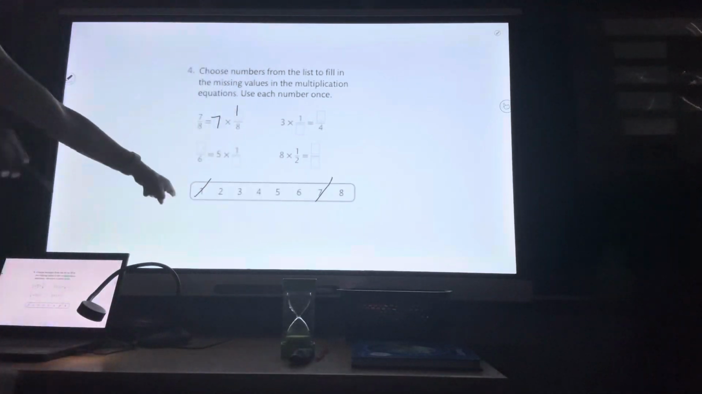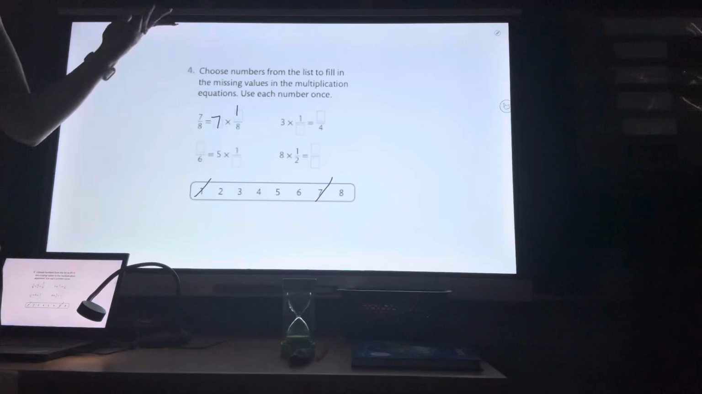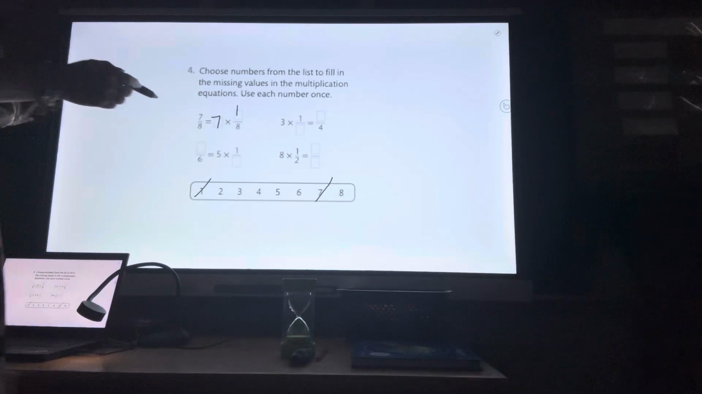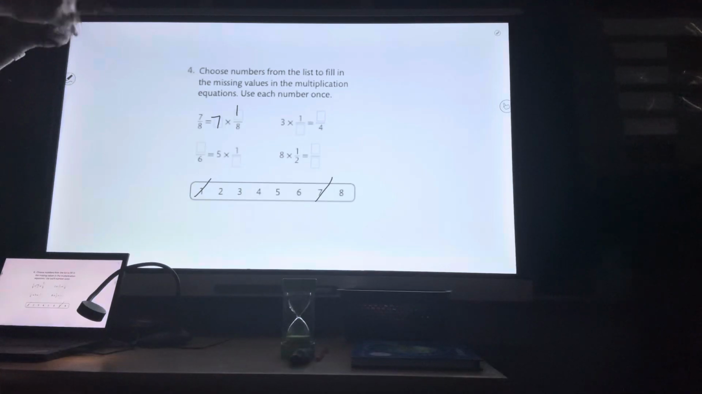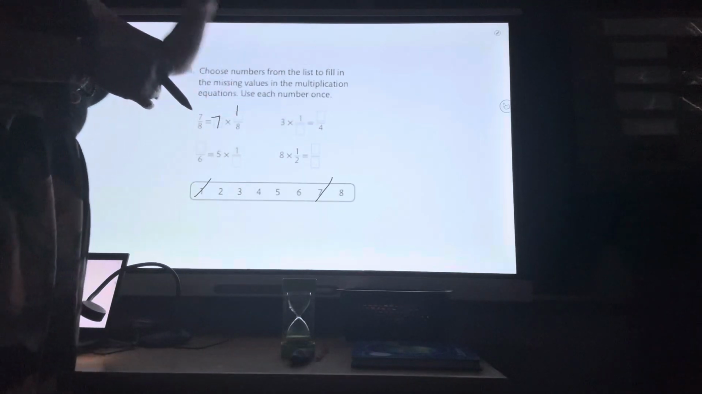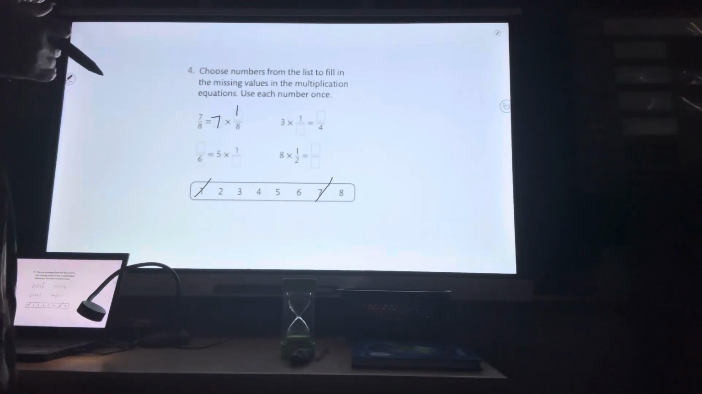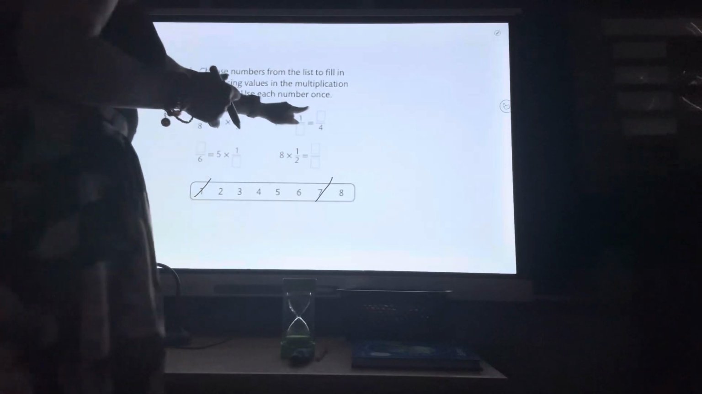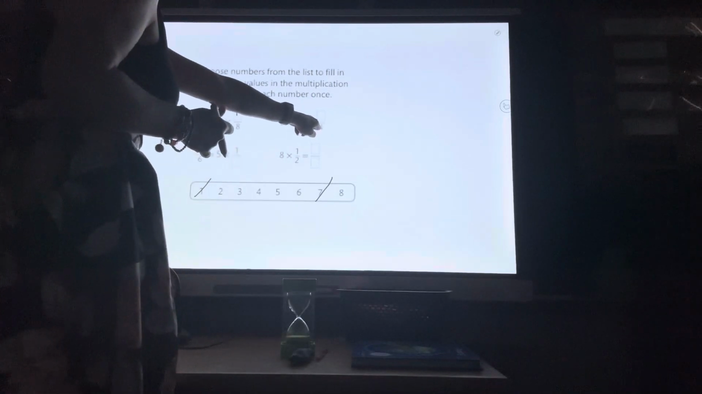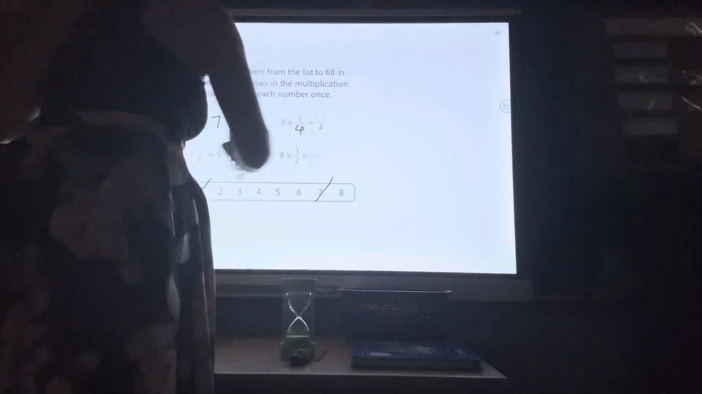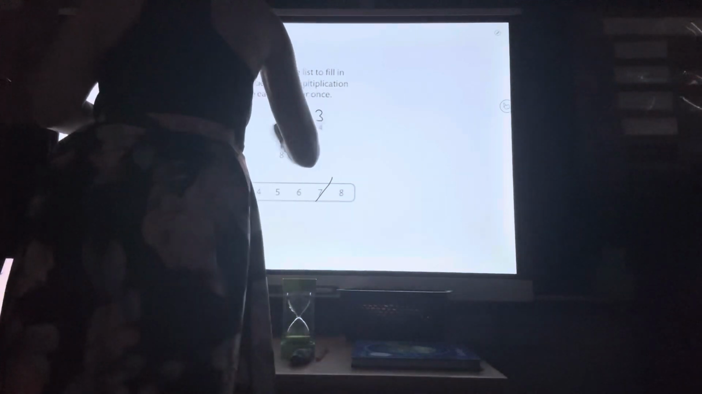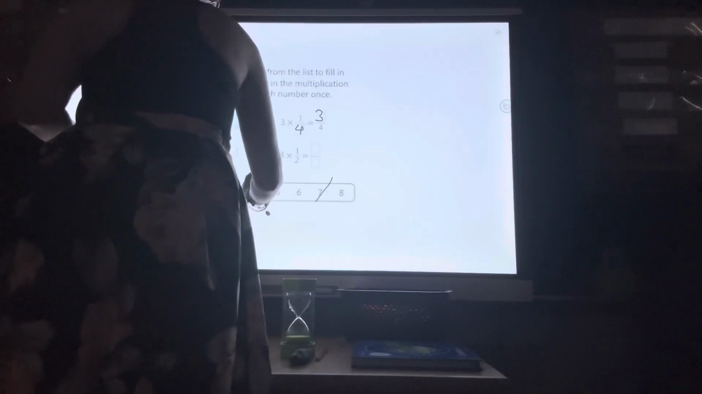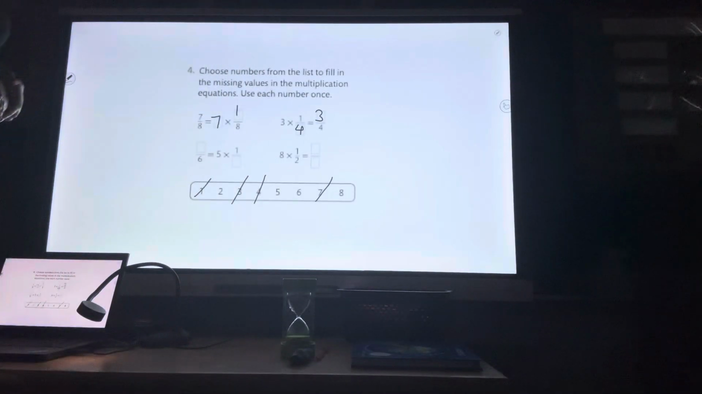I'm going to cross out 1 and 7 because am I allowed to use them again? No, it says use each number once. So now I'm going to go to the next one. 3 times something is equal to some sort of fourth. Well, if this denominator is here, then that needs to be that denominator. So now I just solve. 3 times 1/4 is 3/4. So I cross out the 3 and I cross out the 4.